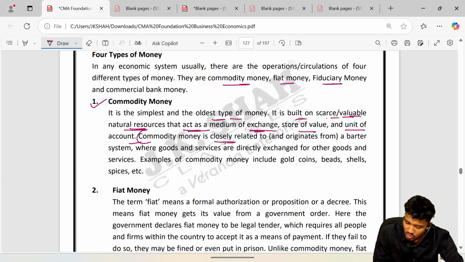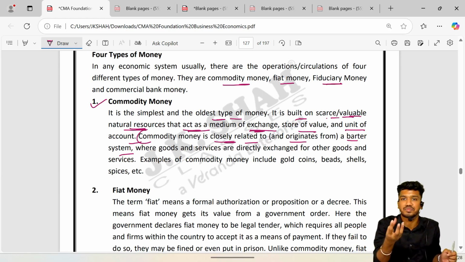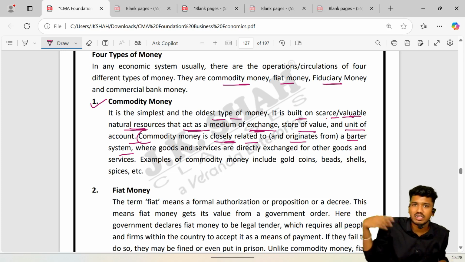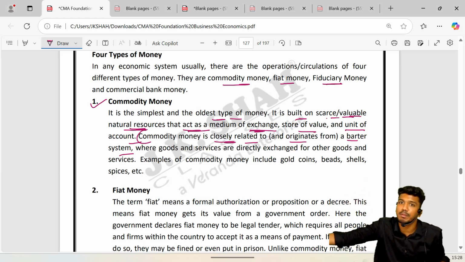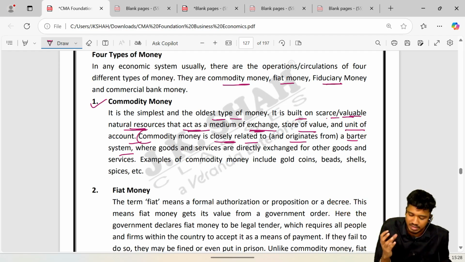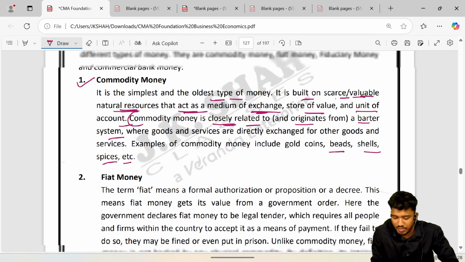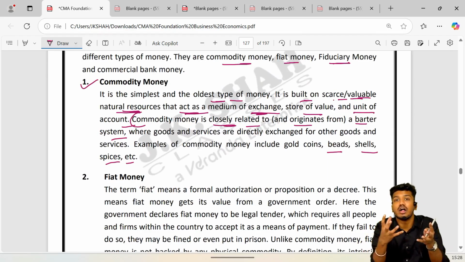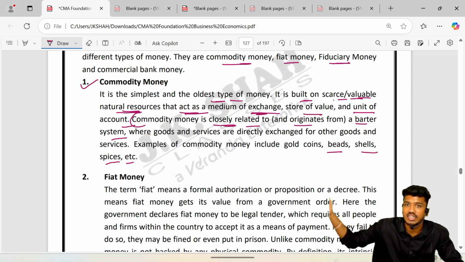Commodity money is closely related to, and originates from, the barter system. As I made you aware, for example, I have 2 gold coins. I went to the market and wanted to purchase wheat, so I got 2 gunny bags of wheat. I give one commodity for the purpose of purchasing another commodity. It is called commodity money. Examples of commodity money include gold coins, beads, shells, spices, etc. I used to give articles and shells, and in return I got the commodity.